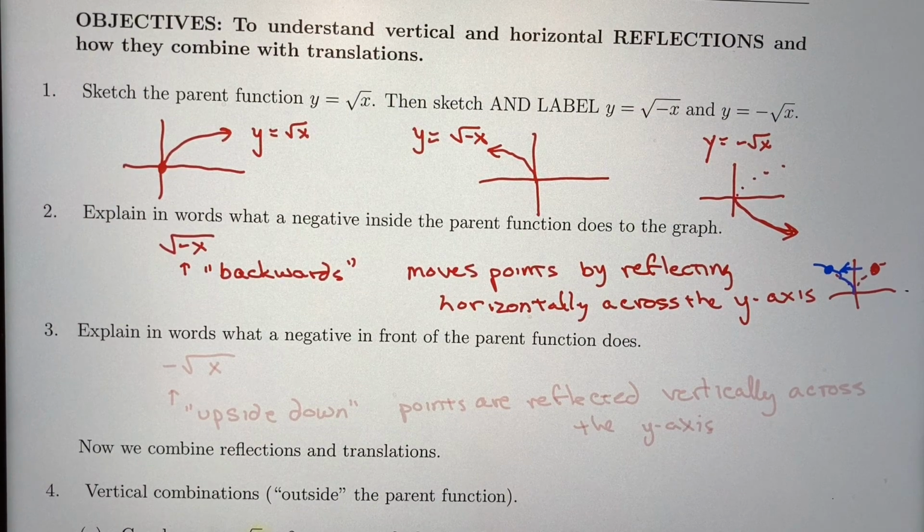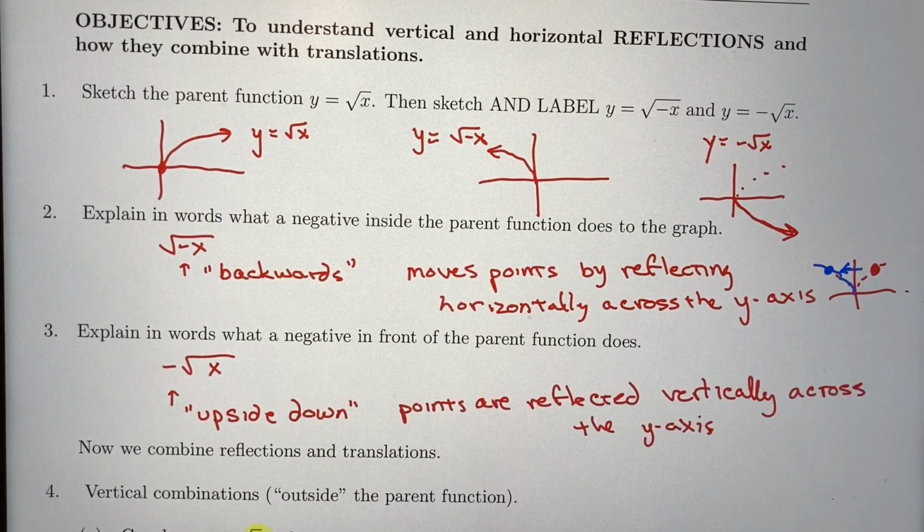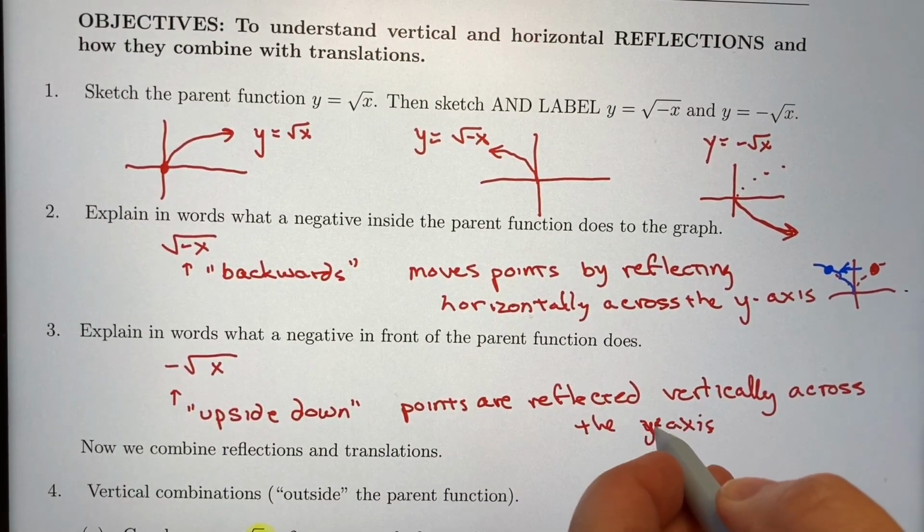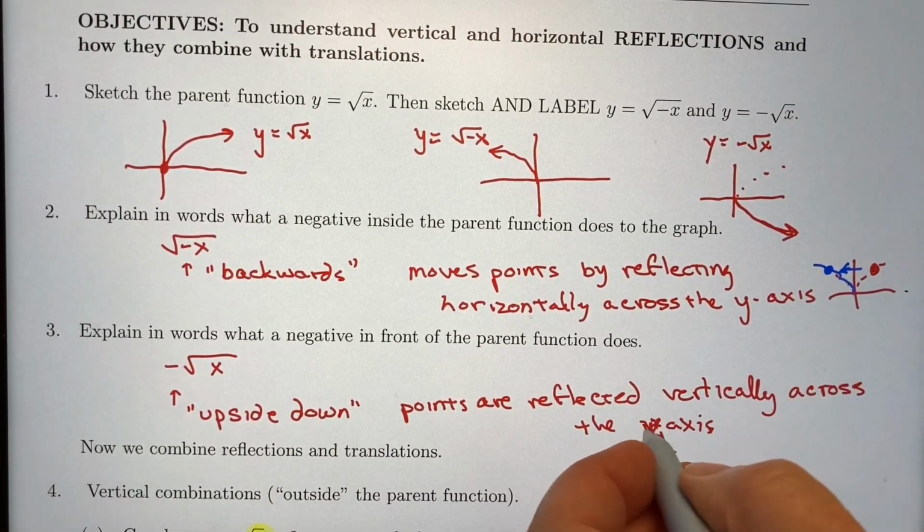Similarly, a negative in front flips you upside down, and I'm okay with writing upside down instead of reflect across the x-axis, but let's just write it down formally. Ooh, x-axis, sorry. Hold on, let me make that x-axis. That's bothering me. X-axis. Okay, fine. That's an x.